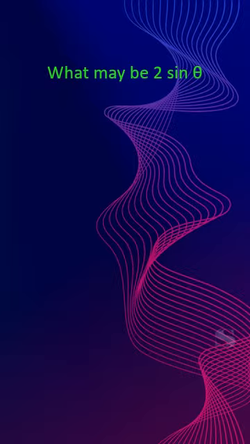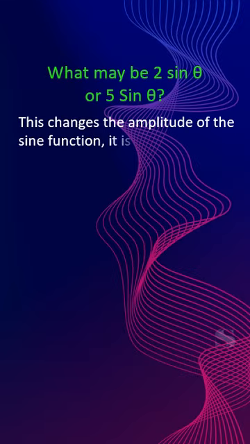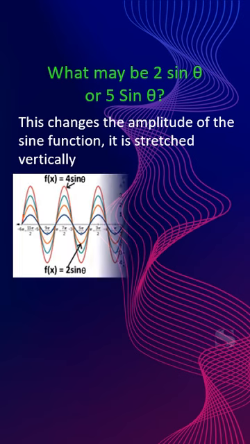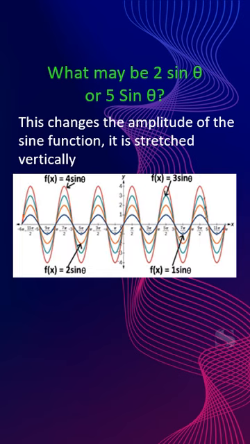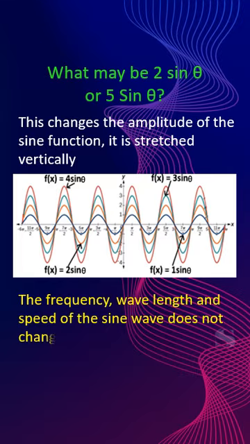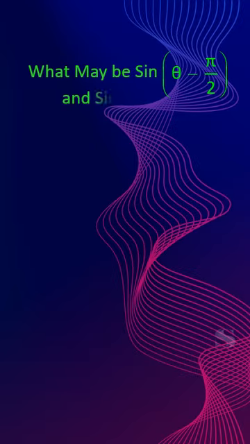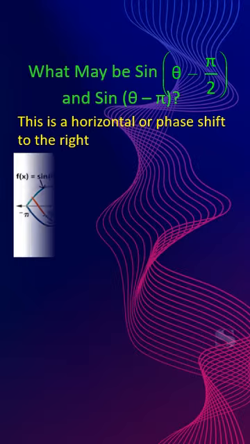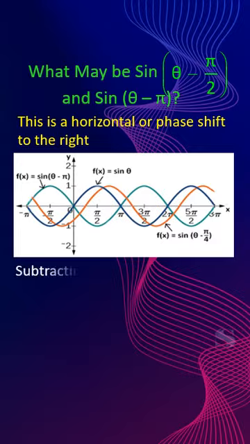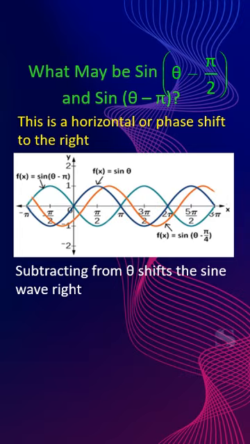Multiplying by a number outside the sine function, like 2 or 5, scales the sine waves. It changes the height of the wave but not the frequency or period. Sine theta has a maximum value of 1 and minus 1, thus 2 sine theta will have a maximum value of 2 and minus 2. This is also called vertical scaling of sine waves. Let us understand phase shift in sine waves. A phase shift means the curve moves horizontally either to the left or to the right, but note, the values of the function don't change and the shape of the sine wave stays the same.